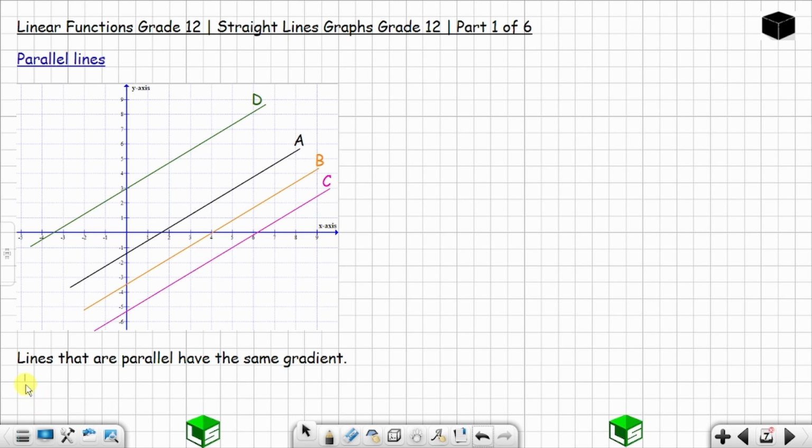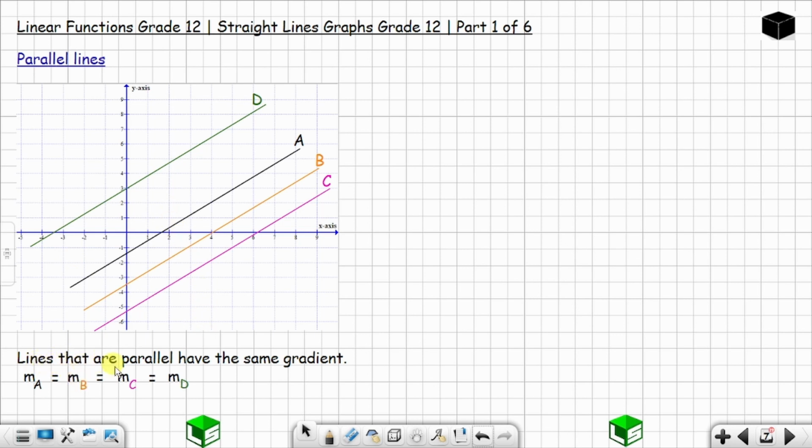So the gradient of the line A is equal to the gradient of the line B. This is equal to the gradient of the line C, and this is equal to the gradient of the line D, because the four lines are parallel to each other. That's why their gradients are equal to each other. So for example, if the gradient of A is 2, the gradient of B will also be 2, and the gradient of C will also be 2, and the gradient of D will also be 2, because they are parallel to each other.